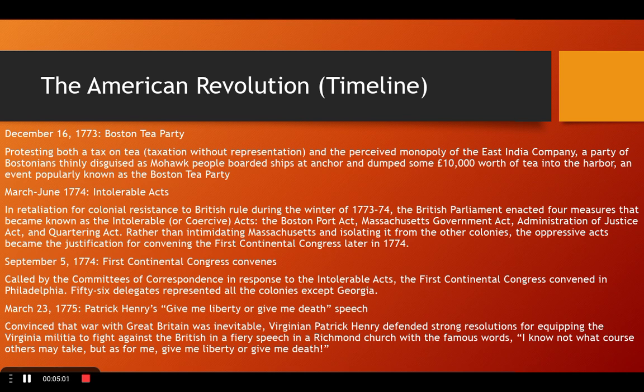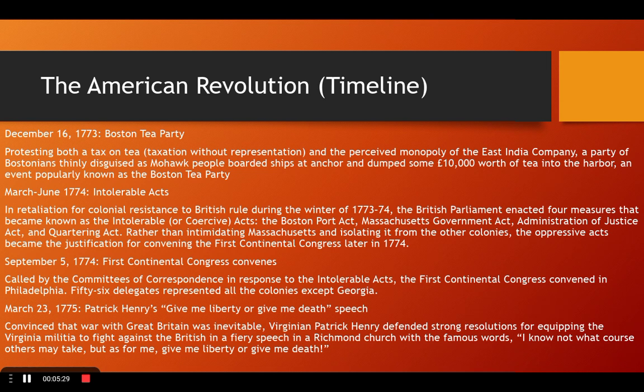September 5, 1774. First Continental Congress convened. Caused by committees of correspondence in response to the Intolerable Acts, the First Continental Congress convened in Philadelphia. 56 delegates represented all the colonies except Georgia. March 23, 1775. Patrick Henry's "Give me liberty or give me death" speech.